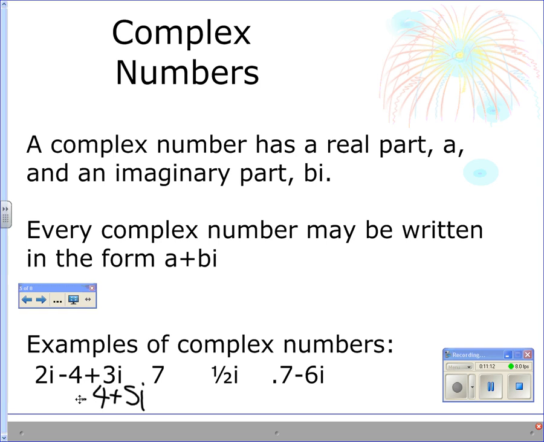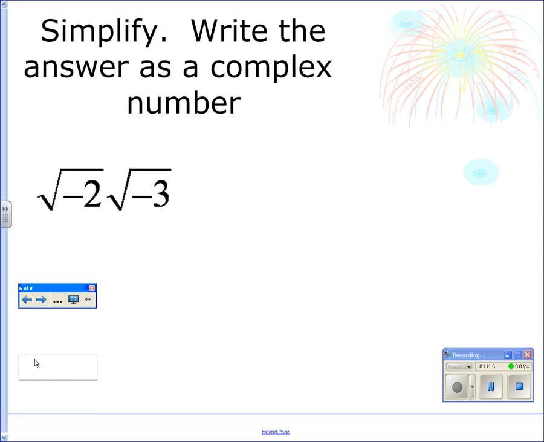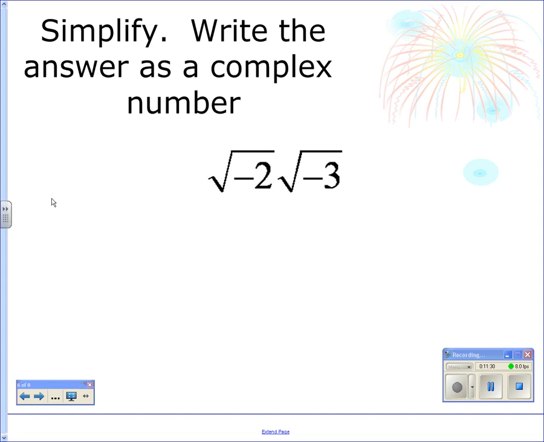You've had ones like this already. All right, looking at one like this. Do you remember how to write that as a complex number? Square root of 2i, square root of 3i. What happens to the negative? It becomes an i. So you have square root of 2, i, and then what? Square root of 3i.